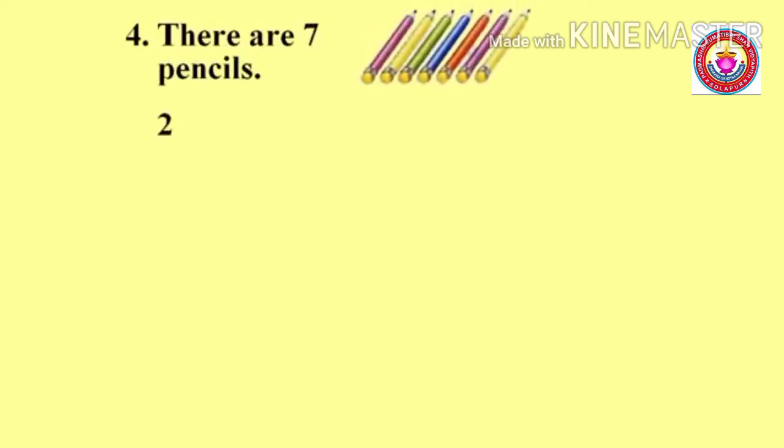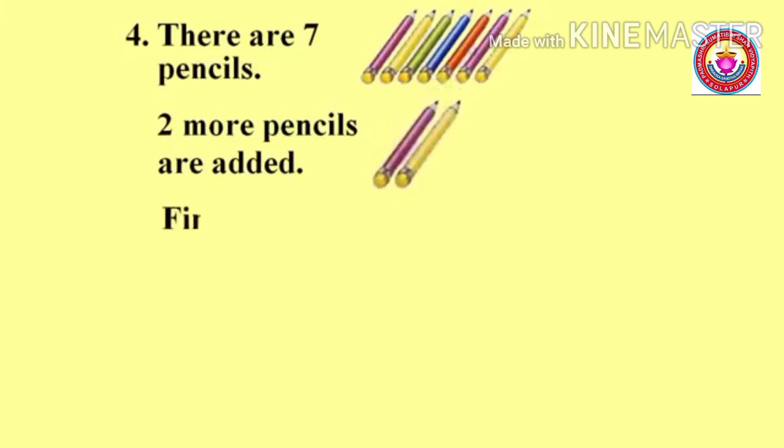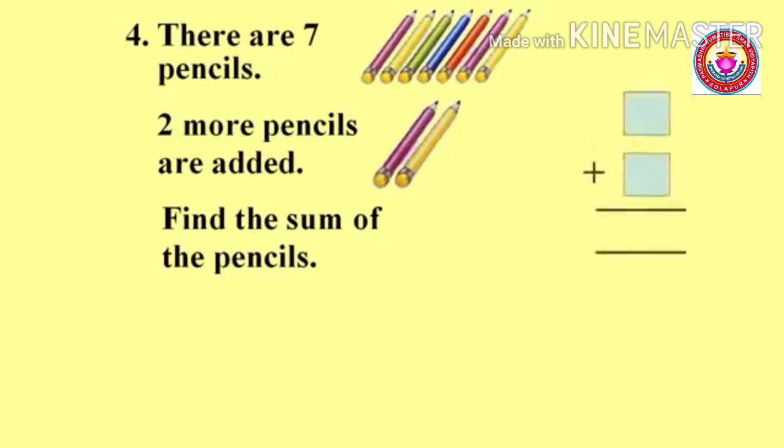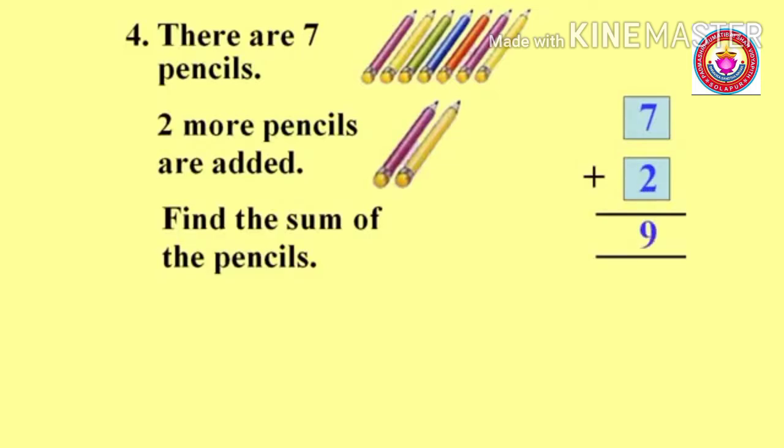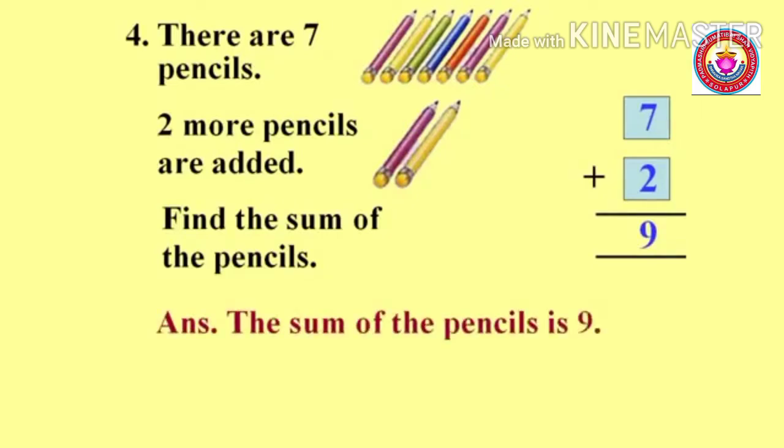There are 7 pencils. 2 more pencils are added. Find the sum of the pencils. I will write the number. 7 plus 2 is equal to 9. Answer: the sum of the pencils is 9.